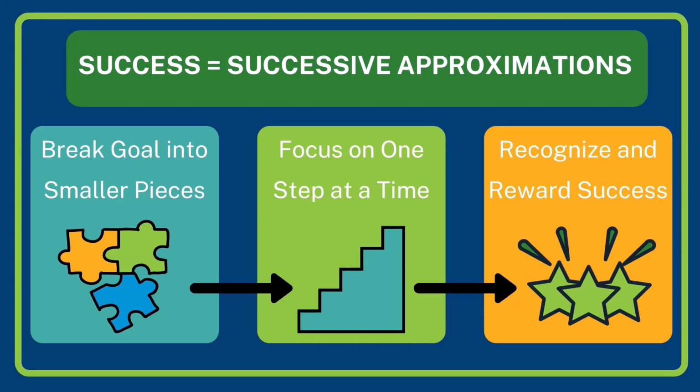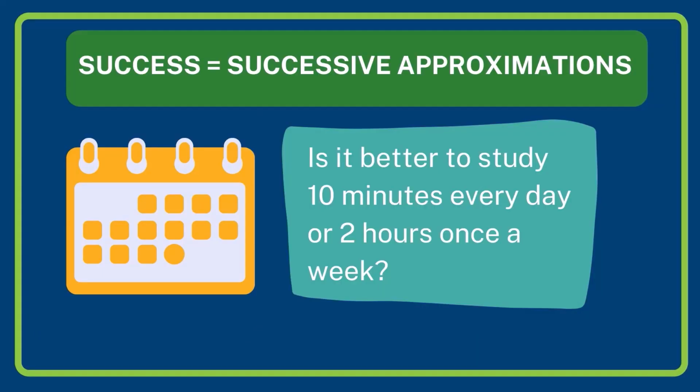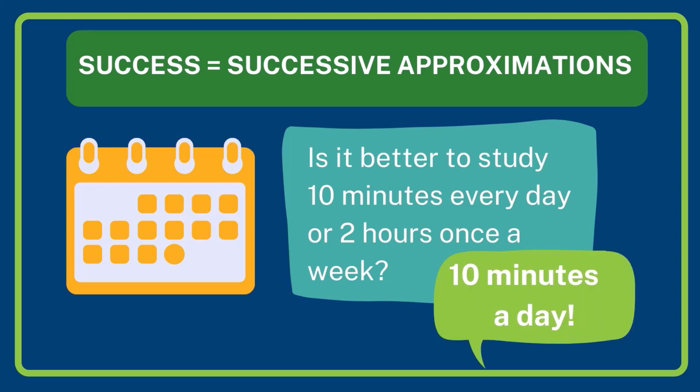Success equals successive approximations. The steps to improvement on the ACT are: break the goal into bite-sized pieces. Focus on one step at a time. Recognize and reward your success. Another question for you here. Is it better to study 10 minutes every day or 2 hours once a week? If you guess 10 minutes a day, that's correct. Remember, break that goal into bite-sized pieces and take it one step at a time.